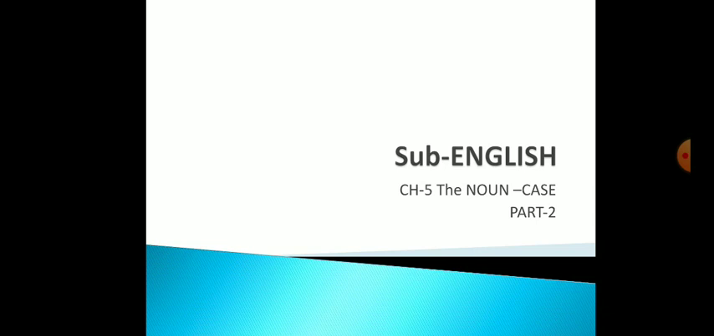What do you mean by case? When a noun or pronoun denotes its relation with another word in a sentence, that is called case. We also saw the different types of cases: nominative case, objective case and possessive case.